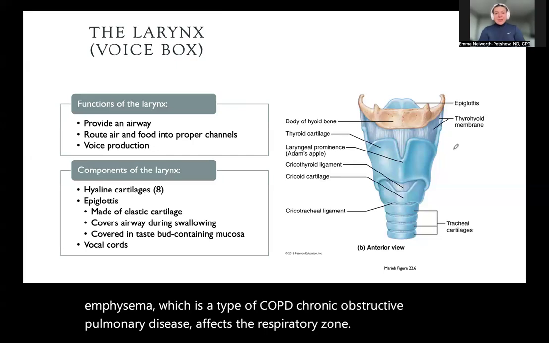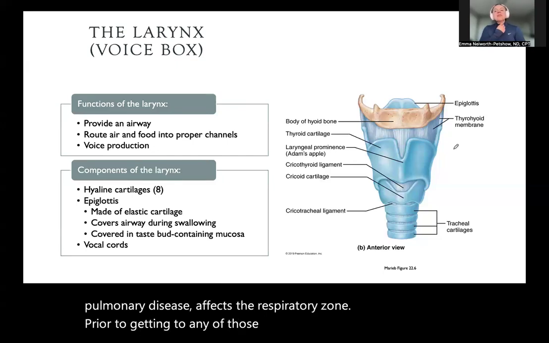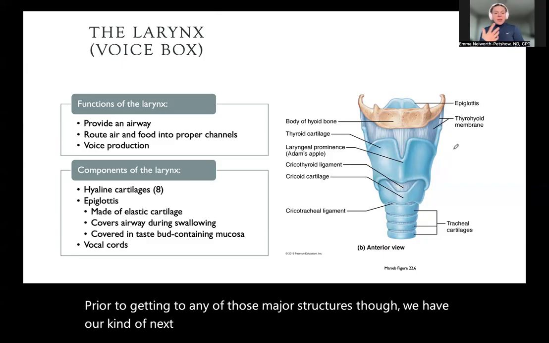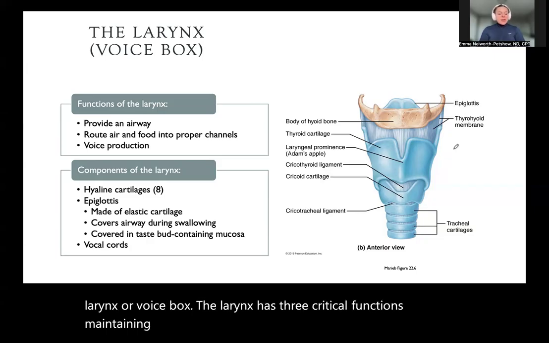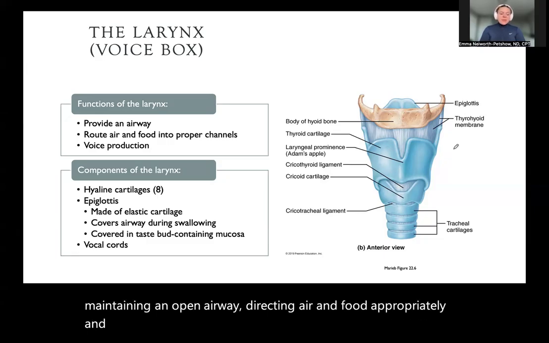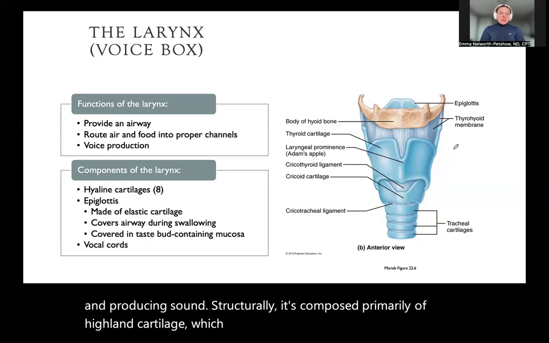Prior to getting to any of those major structures, though, we have the next structure along the pathway down, which is our larynx, or voice box. The larynx has three critical functions: maintaining an open airway, directing air and food appropriately, and producing sound. Structurally, it's composed primarily of hyaline cartilage, which provides rigidity while allowing some flexibility.